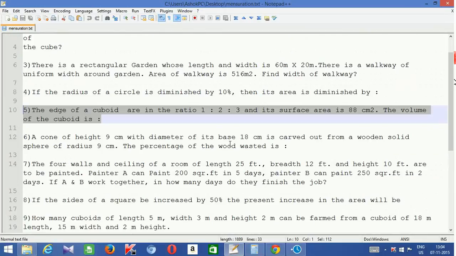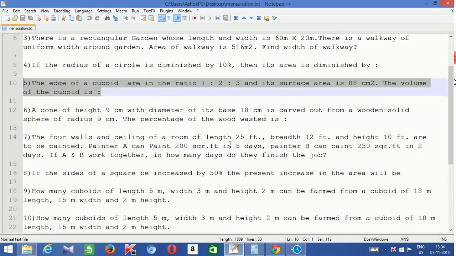Fine. So the cone of height 9 centimeter with diameter of its base 18 centimeter is carved out from a wooden solid sphere of radius 9 centimeter. The question is the percentage of the wood wasted. So you see in this question, you have a wooden solid sphere of radius 9 centimeter, and you are making a cone out of it by cutting the sphere. The cone you are making has diameter 18 centimeter and height 9 centimeter. After you carve it out of the wooden sphere, you will be having some sphere left out, which is treated as wastage here. I want the percentage of the wood wasted. So how will you find the percentage of the wood wasted here?